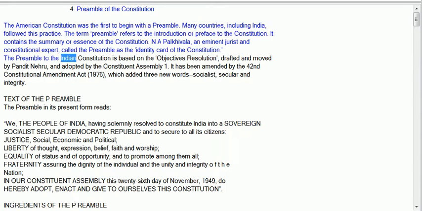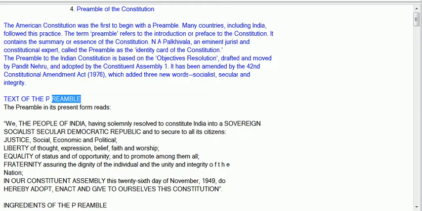The preamble to the Indian Constitution is based on the Objectives Resolution, drafted and moved by Pandit Nehru, and adopted by the Constituent Assembly. It has been amended by the 42nd Constitutional Amendment Act, 1976, which added three new words: socialist, secular and integrity.